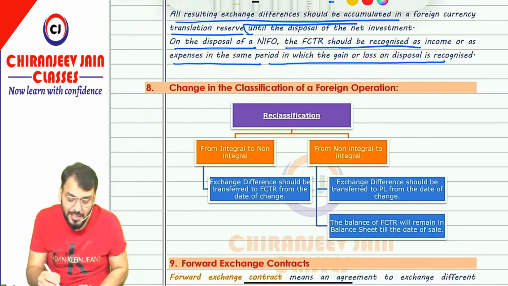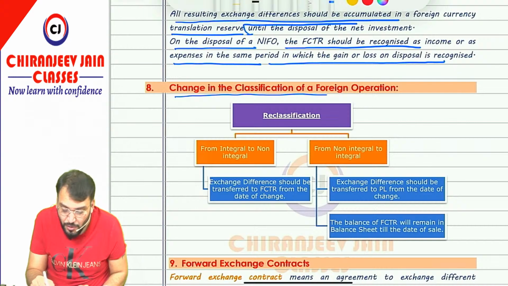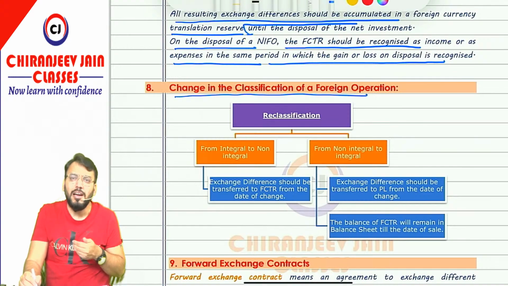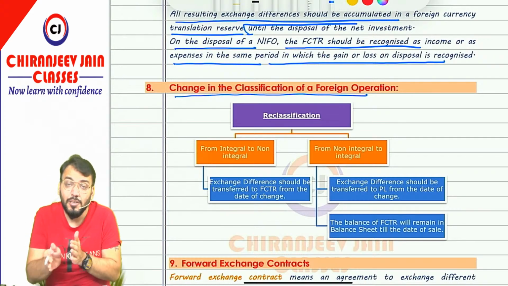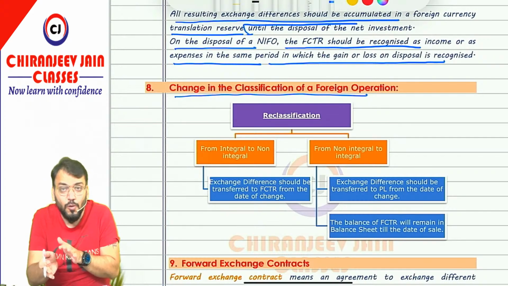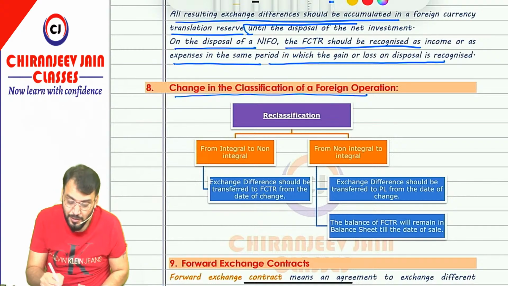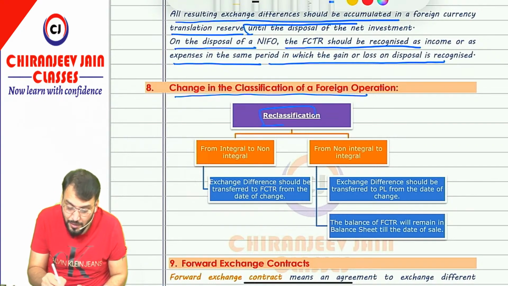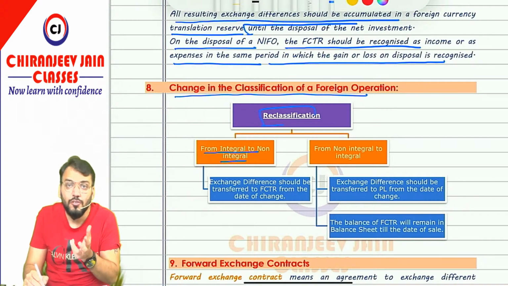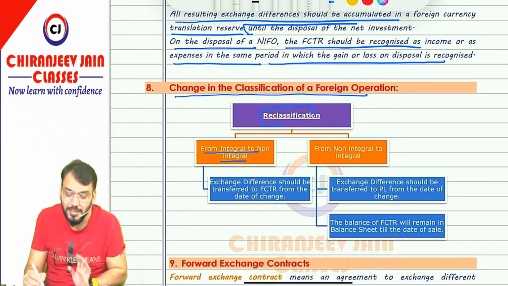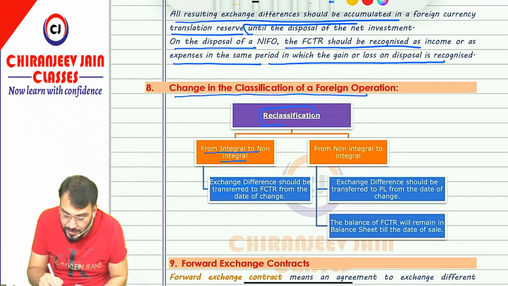The next point is changes in the classification of foreign operation. It is quite possible that there may be reclassification required from IFO to NIFO or from NIFO to IFO. If reclassification is done from integral foreign operation to non-integral foreign operation, what AS 11 says is that from the date of reclassification, the entire exchange difference will be accumulated in FCTR. So the exchange difference should be transferred to FCTR from the date of change.